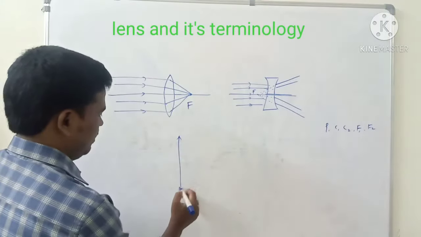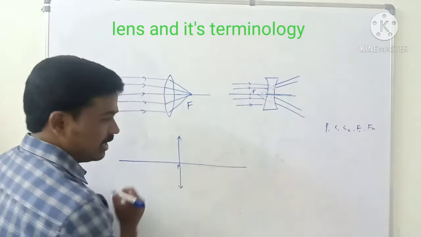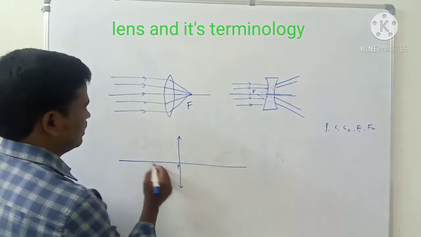This is a symbol for convex lens. We have here P. Next, we have F2 and C2, F1 and C1. These are the centers of curvature, and these are the focuses. That means the lines converge here. If the lines come from this side, they converge here. If the lines come from this side, they converge here. The converging point is called the focus.